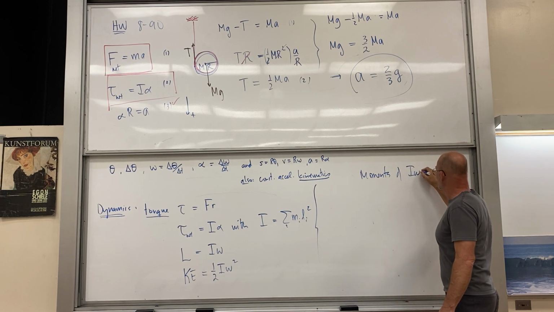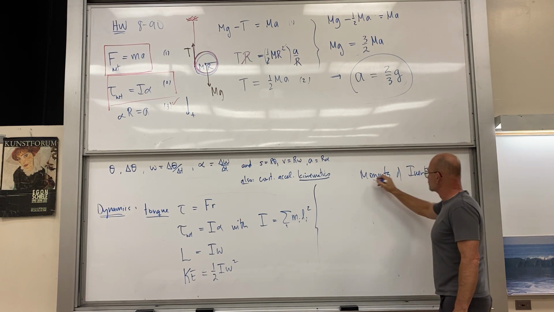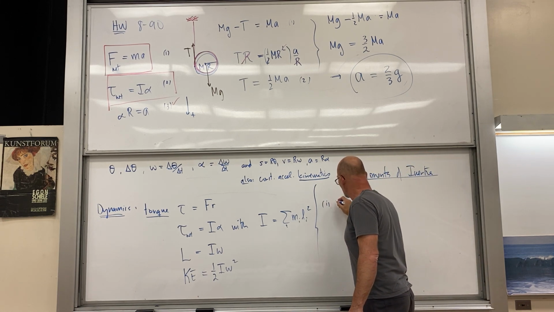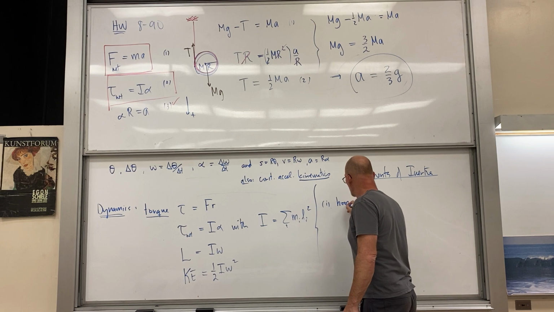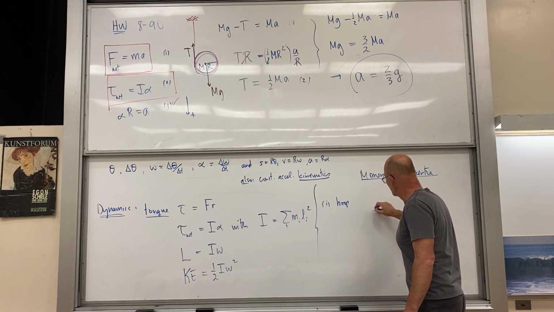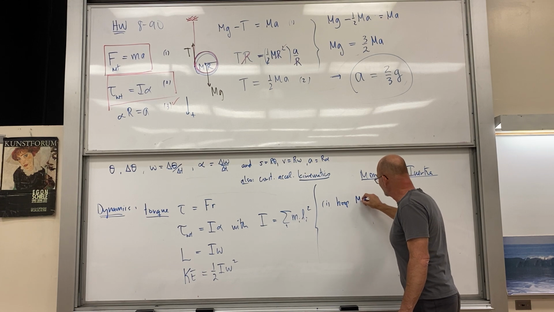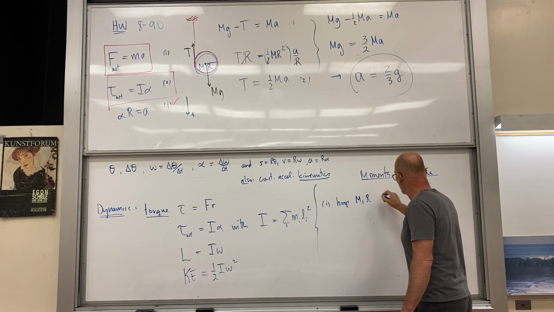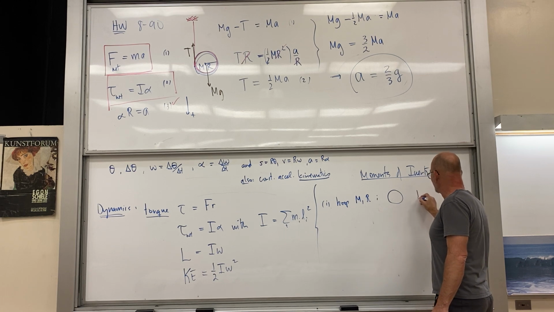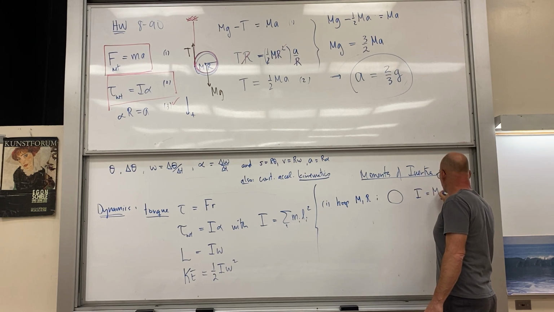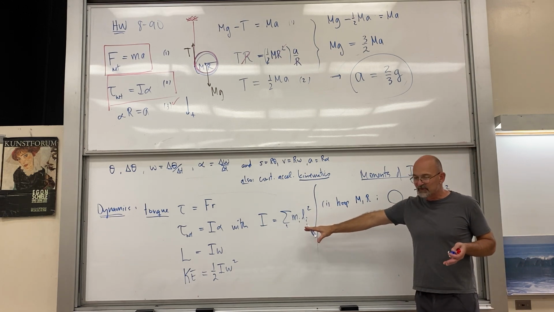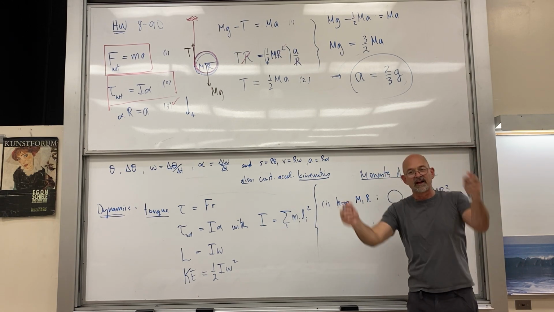Moments of inertia. Okay. So we had the hoop, where all of the mass is the same distance from the center. So hoop of mass m, radius r. There's our hoop. And the moment of inertia is simply m r squared. Okay. All the mass is the same distance from the axis of rotation.